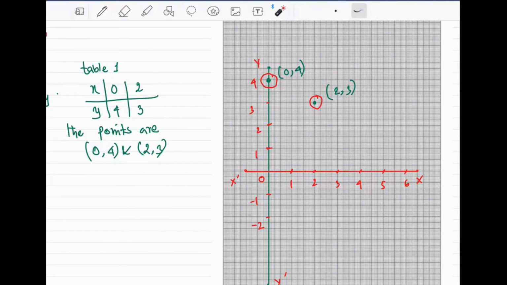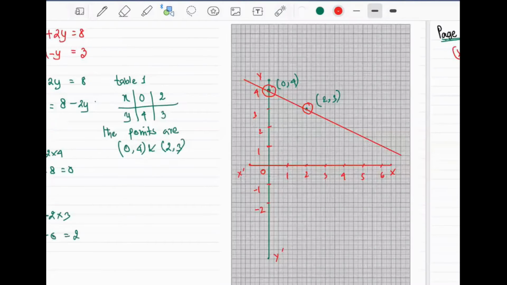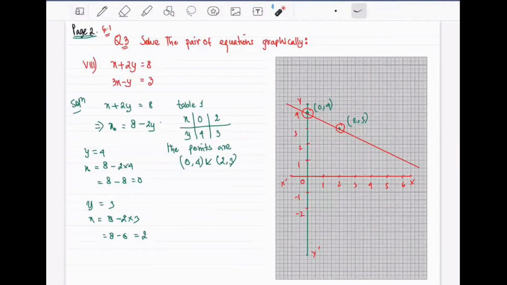Now, since we have the 2 points, let's join them. Let me draw it with a red line. Let me draw it a little more straight. Here is your graph. What is this the graph of? Because we have prepared a table and the points from x + 2y = 8, this is the graph of x + 2y = 8.